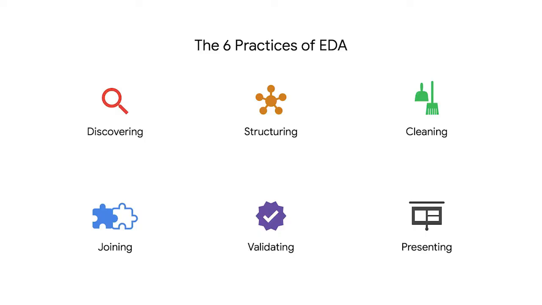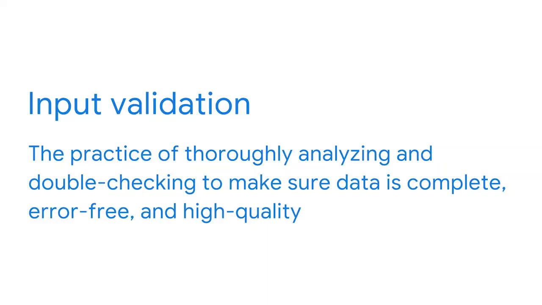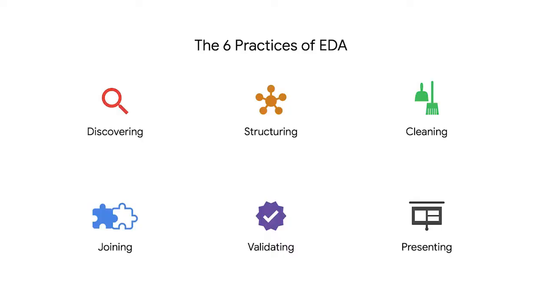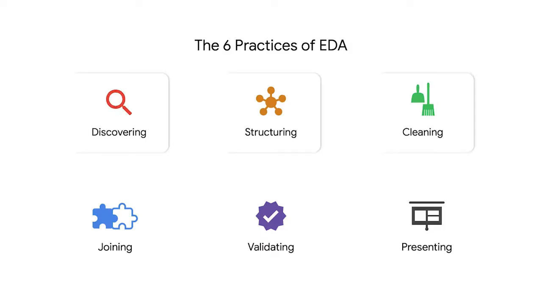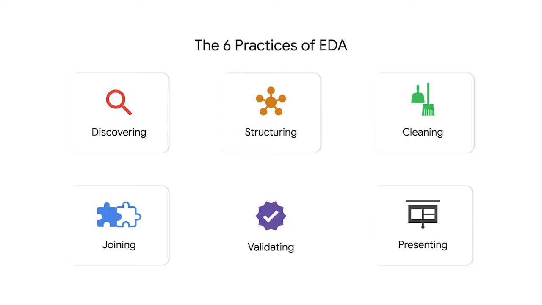One way to make sure you know a dataset is validating it, which is, as you recall, one of the 6 practices of EDA. There are many different ways to validate a set of data, but here we'll discuss input validation. Input validation is the practice of thoroughly analyzing and double-checking to make sure data is complete, error-free, and high quality. Input validation is intended to be an iterative practice, meaning you should perform it again and again in between and during the other 5 practices of EDA, which are discovering, structuring, cleaning, joining, and presenting.